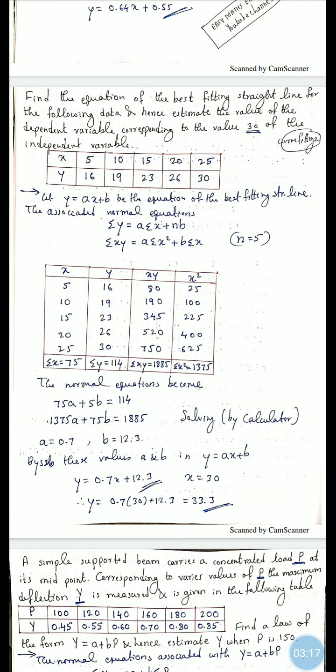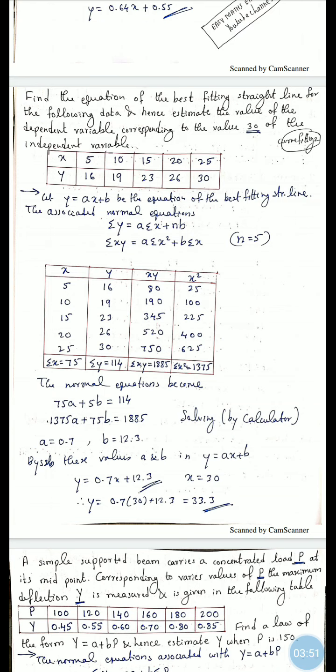So in the x column: 5, 10, 15, 20, 25; y column: 16, 19, 23, 26, 30, it is given. We prepare xy and x square. The xy column values: 80, 190, 345, 520, 750. X square values are 25, 100, 225, 400, 625. So find the summation. Summation of x equal to 75, summation of y equal to 114, summation of xy equal to 1885, summation of x square is equal to 1375.